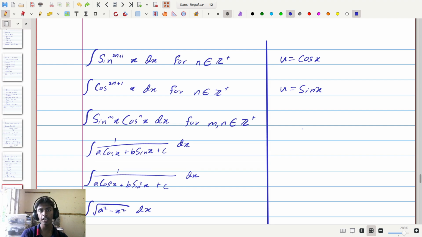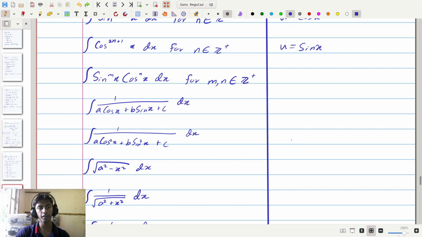As for the other three cases, when m and n are both odd, you can use one of these, and when m is odd and n is even, or n is odd and m is even, for those two cases, again you can use one of these two as you like.